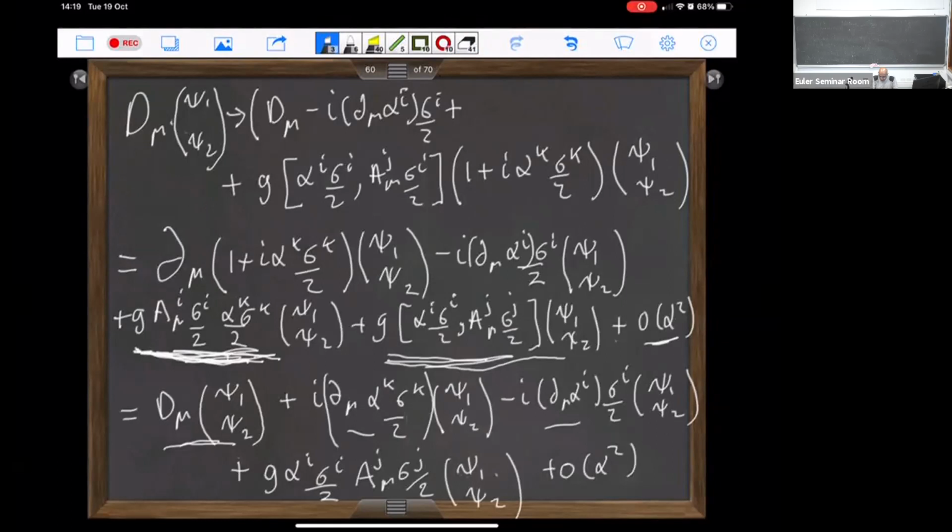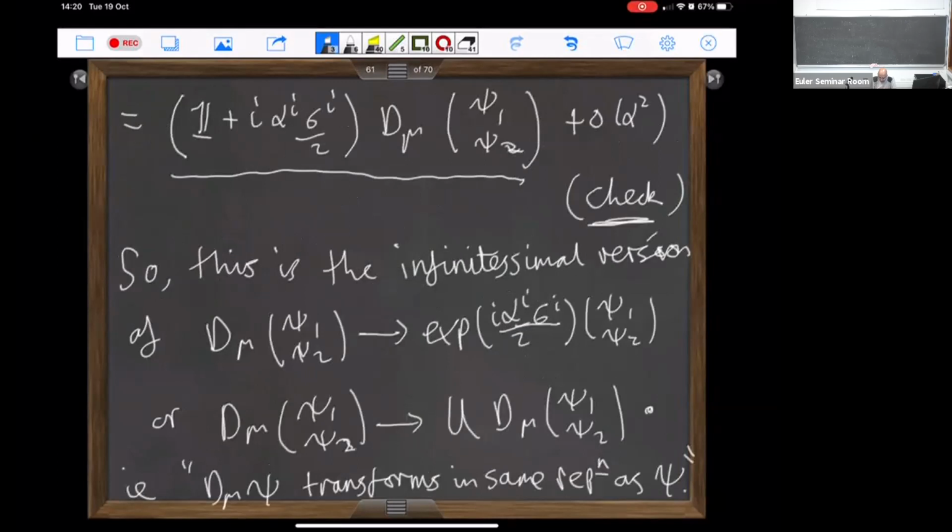So then one of these terms cancels with this term, because the term with the minus sign in the commutator cancels this term, and the two derivative terms now also cancel because you can see that they come with the opposite sign. And then that leaves us with the covariant derivative plus the remaining uncancelled term from the commutator.